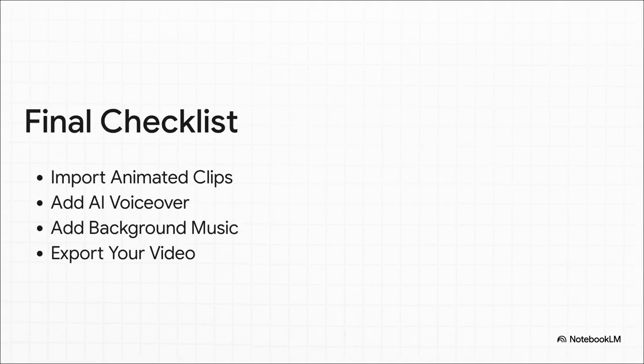Let's just run through this final checklist together. First, import all of those animated clips you made. Next, add the AI voiceover and make sure it lines up nicely with the scenes. Then, drop in some background music to really set the mood. And finally, you export your video. And boom! Just like that, you've created your very own professional-looking stickman animation.